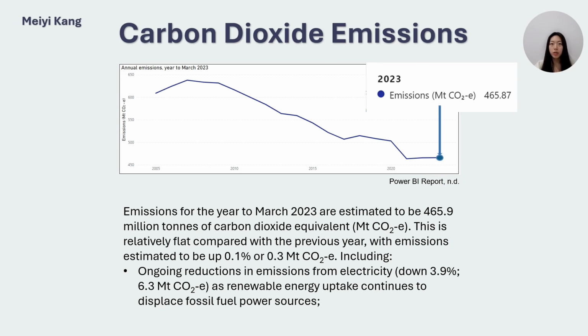The government reports indicate that emissions for the year to March 2023 in Australia are estimated to be 465.9 million tons of CO2 equivalent. Compared to the previous year, emissions are estimated to have increased by 0.3%, including ongoing reductions in emissions from electricity, down 3.9% as renewable energy uptake continues to displace fossil fuel power sources.